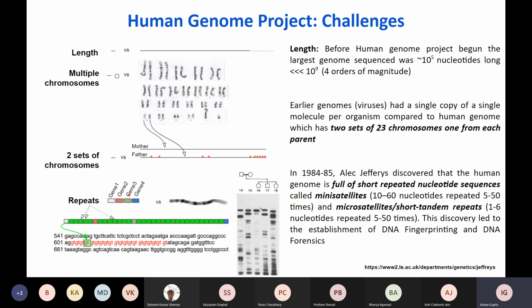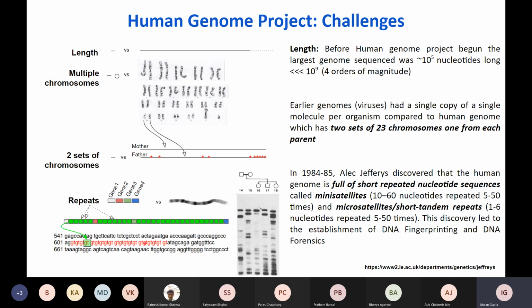But when you talk about the human genome, these same genes are going to be interspersed by a lot of repeated regions. There are two major kinds of these repeat regions. One kind are called minisatellites, which are short, 10 to 60 nucleotides, repeated 5 to 50 times. The others are called microsatellites or short tandem repeats. These are much smaller, 1 to 6 nucleotides long, and again, they are also repeated 5 to 50 times. Now, this is how they typically look.